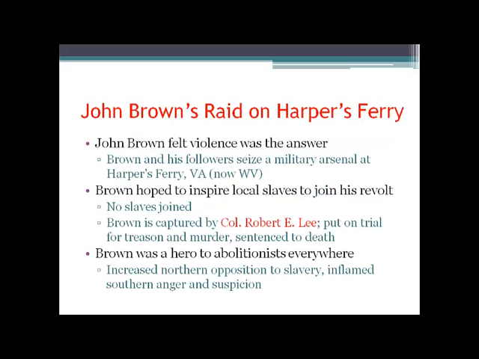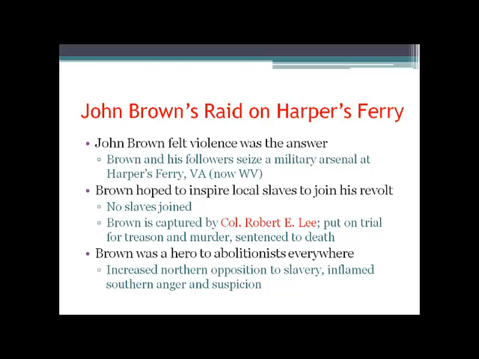And finally, we have John Brown's raid on Harper's Ferry. And John Brown, we know, is a violent man. Brown and his sons and his followers seize a military arsenal in Harper's Ferry, Virginia. He hopes to free local slaves to join this revolt against the government. No slaves join, and Brown is captured by United States Colonel Robert E. Lee, who will become a Confederate general, but this is before the Civil War.